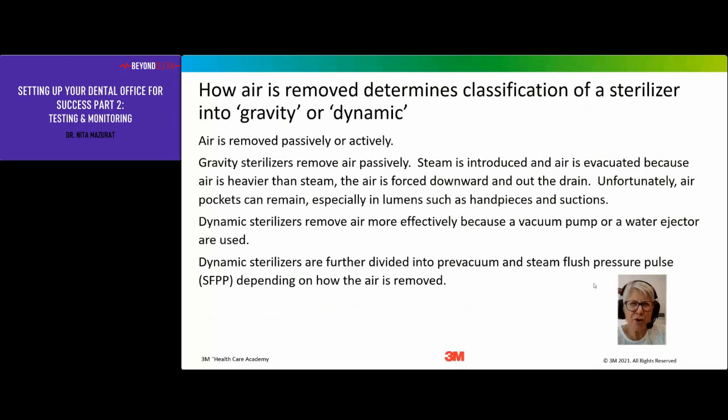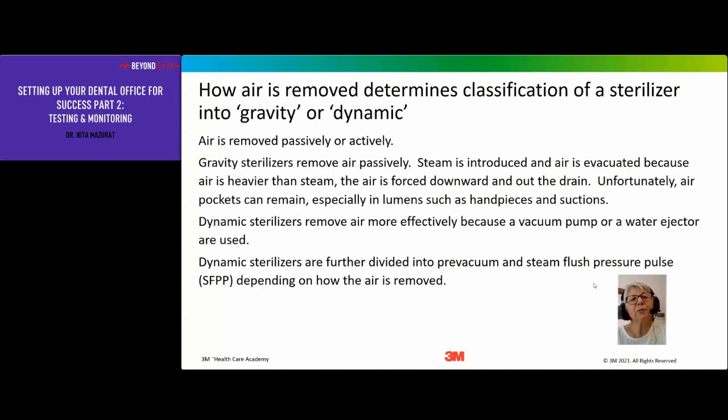You need to know what kind of a sterilizer you have because the cycles are different, and when the manufacturer instructions for use talk about the parameters, you need to recognize what's gravity and what's dynamic. You need to know what kind of a sterilizer you have.